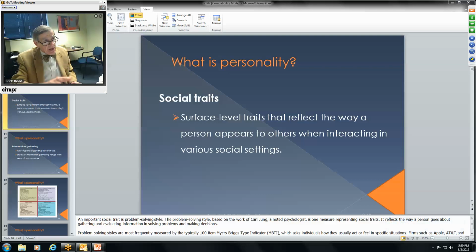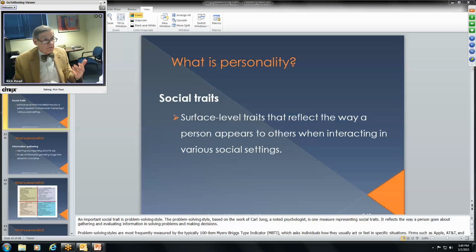Social traits. We have to be able to do this. How do we view others in the various social settings, and how do we interact with people? It's very important to think about that. So we have to have social skills. We have to have social skills at the workplace. That's very, very important. We have to be able to get along with people.